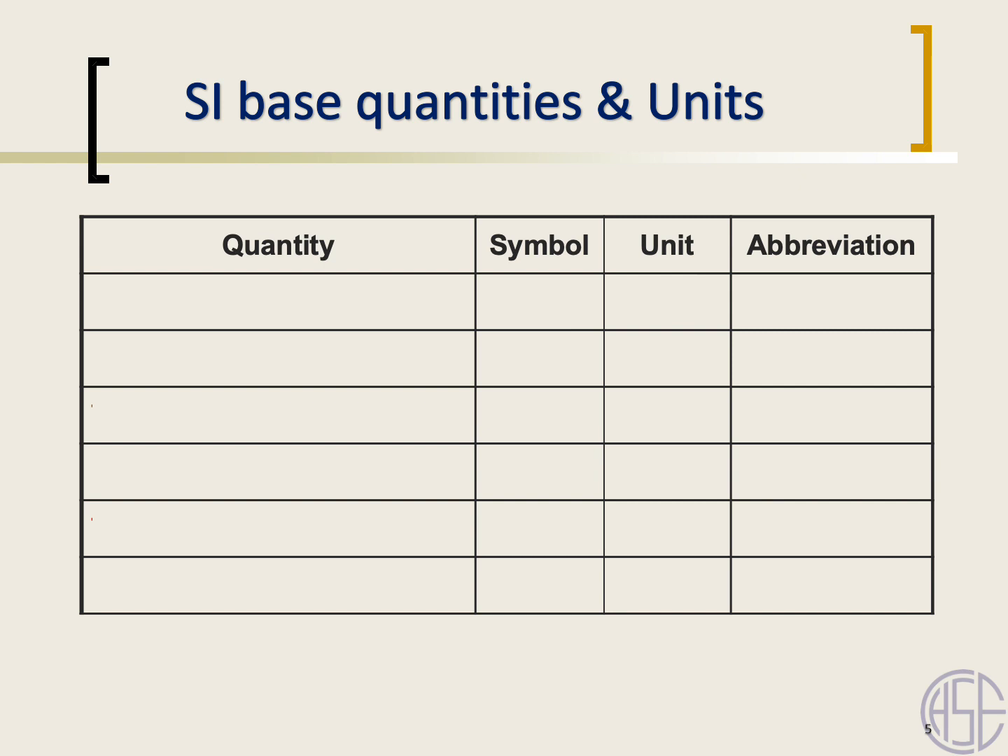I'm going to write the SI base quantities and their units one by one. The first one, very familiar, length. The symbol I used here is L, but it can be D or S or anything similar. So there's no standard symbol for length or distance. But the unit is always meters and the short form is simply m.